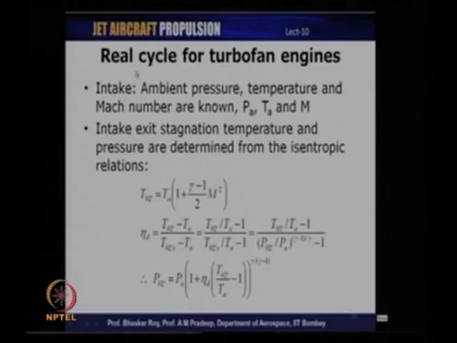So, we have the intake as the first component, the ambient pressure, temperature, and Mach number are known. So, based on this, we can calculate the exit conditions exactly the same way that we did for the turbojet. So, the fan inlet stagnation temperature T02 prime is equal to T_A multiplied by 1 plus (gamma minus 1) by 2 M squared. So, once the stagnation temperature is known, we can calculate the pressure based on the diffuser efficiency, which is equal to (T02 prime minus T_A) divided by (T02 prime s minus T_A), and in the denominator we have the pressure ratios.